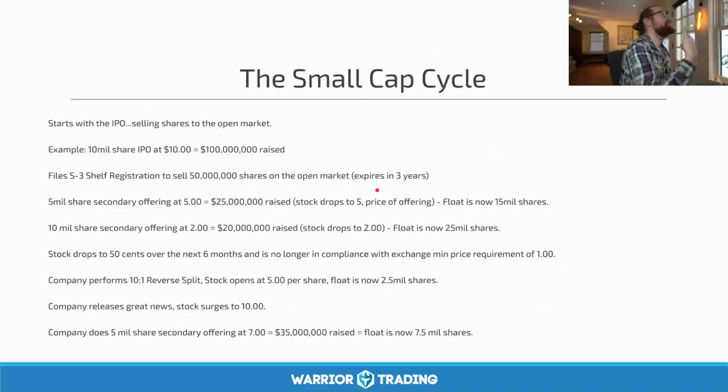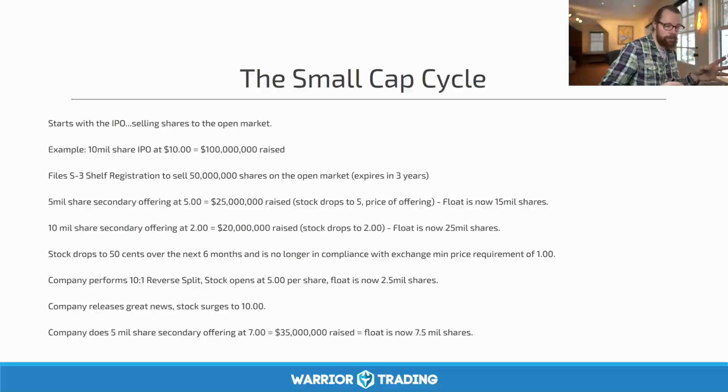So the small cap cycle that we see a lot begins with the initial public offering and selling shares onto the open market. Now, I will say that an initial public offering is not the only way a stock can go public. A stock can also go public through a reverse merger into a publicly traded company. So there are some publicly traded companies that are essentially shell companies that can be purchased and then merged into the company that wants to go public, and through that the company goes public.